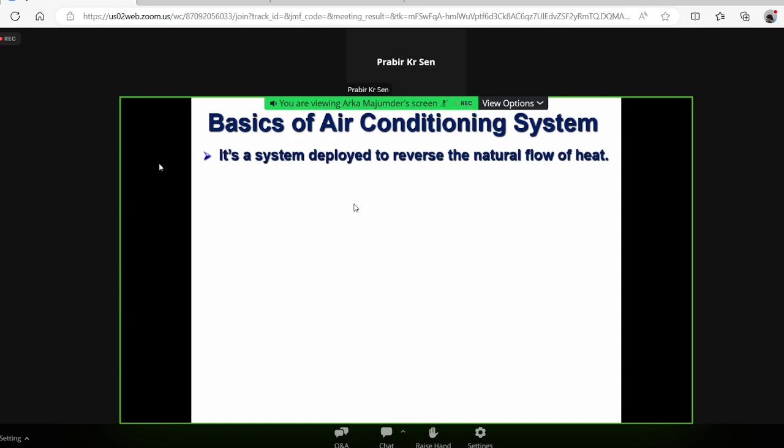God wants that heat should flow from a hotter area to a colder area. But we have to act against the wish of God. We have to take out the heat from a colder area to a hotter area, from an air conditioned room to outside. Outside is hotter. So we have to do it by applying a system which is called an air conditioning system. Next.